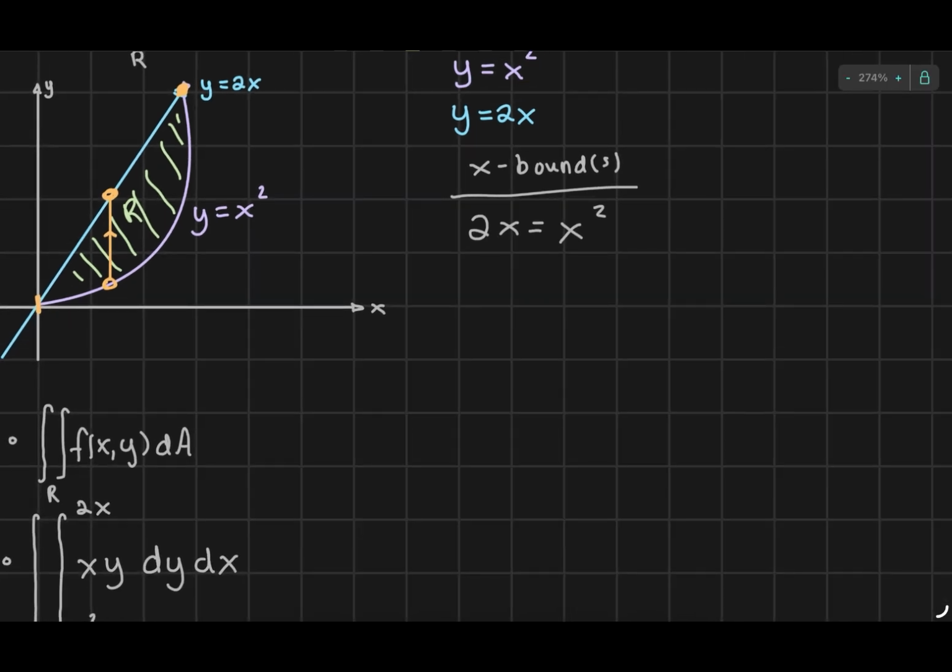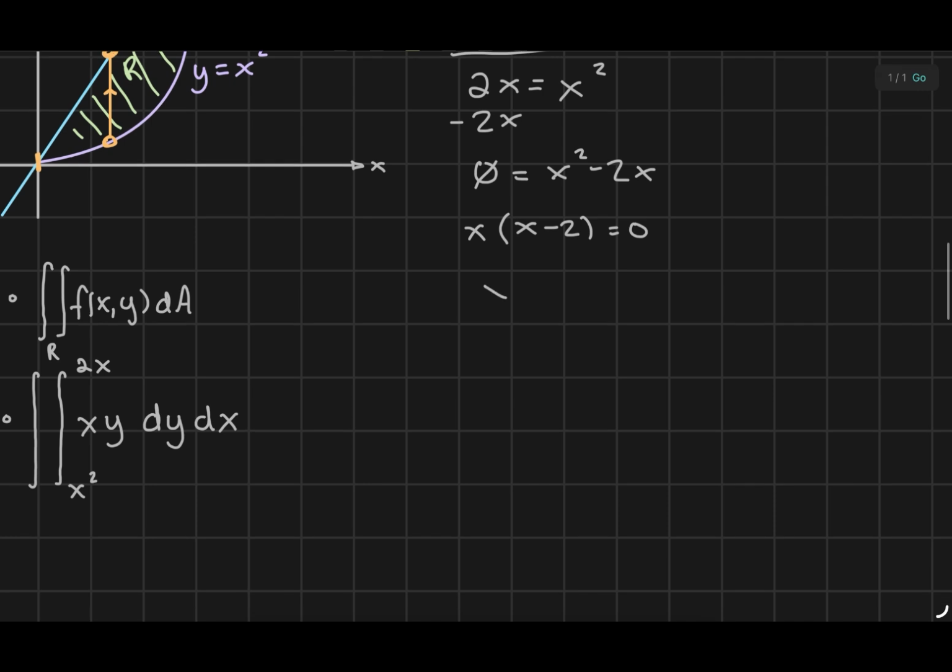2x is equal to x squared. Well, how are we going to do this? We're just going to subtract 2x. X squared minus 2x. Let's factor that x out. X times (x minus 2) is equal to 0. So x is equal to 0, and x is equal to 2.